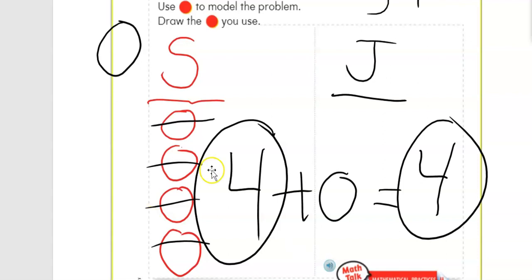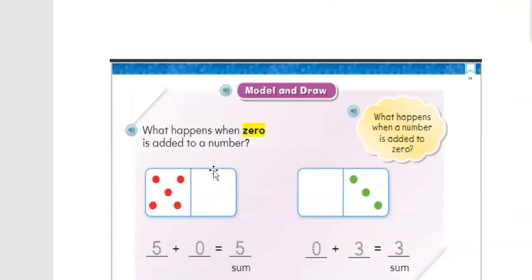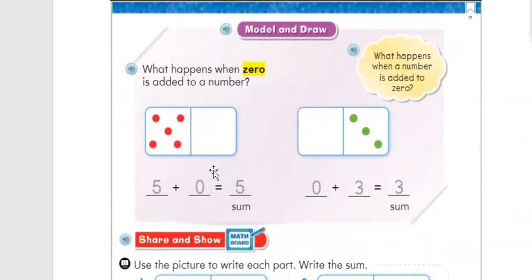All right, boys and girls, go ahead and clear your book off with your counters, and we're going to go to the next page. So your next page should look like this. It has a couple of domino pieces on it. And the question says, what happens when 0 is added to a number? So let's take a look here. Just like on that last page we did, I have 5, and these should look similar to that dice we made. 5 plus, there's nothing over here.